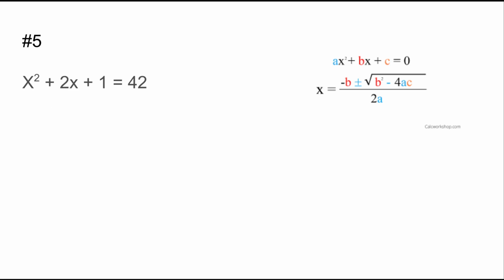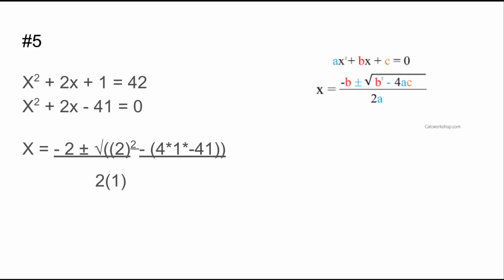Okay, let's do number 5. Let's make this equal 0 by subtracting 42. When we have 1 minus 42, we get negative 41. Now our trinomial is in a wonderful set up to do the quadratic formula. So let's solve this. B is negative 2, plus or minus the square root of 2 squared minus 4 times 1 times negative 41. Enter. Divided by 2 equals 5.48.